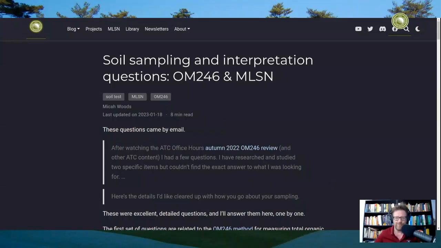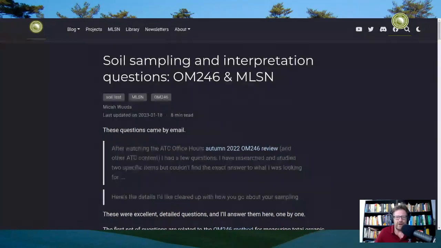Now, let us jump into this post, and I promise I'm going to make soil sampling and interpretation questions about OM246 and MLSN as interesting as possible, and I almost make a commitment or a promise that this will be worth your time. So bear with me here. So, let's see, just from the title, we are looking at OM246 and MLSN.